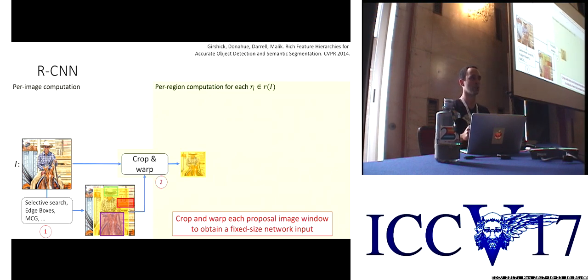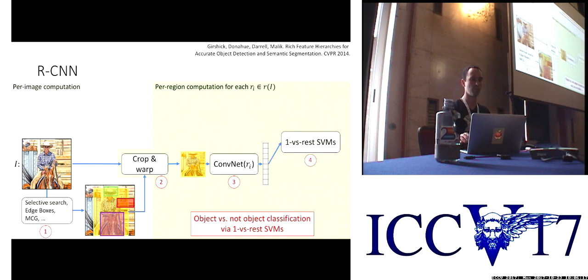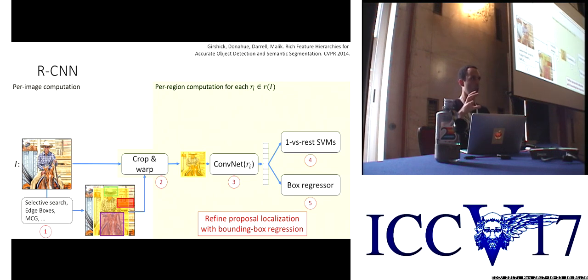Now, given each one of these locations, there's a per region computation, which in RCNN involves cropping out the image window underneath the proposal, warping it to a fixed canonical size, which can then be fed through a convolutional network in order to produce a fixed length feature vector that describes that region. And then that feature vector can be passed to one versus rest SVMs for doing the object classification, and a bounding box regressor whose job it is to take the original proposal and deform it so that it hopefully better matches the actual spatial extent of the object that's being detected.